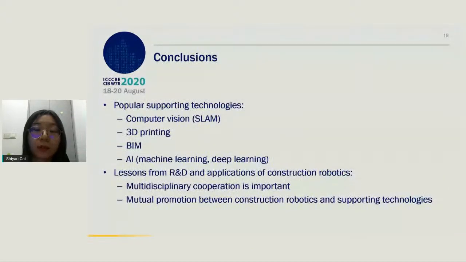To sum up, this study identified the popular supporting technologies, including computer vision, 3D printing, BIM, and AI. From the successful R&D and applications, we saw how the supporting technologies work, and we learned about the importance of multidisciplinary cooperation in the field of construction robotics. And we also found the mutual promotion between construction robotics and the supporting technologies. That's all. Thank you.